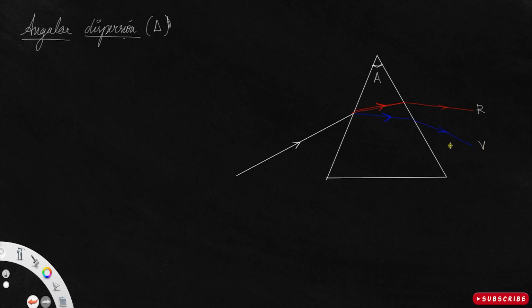Clearly violet deviates more than red because red has a greater wavelength. So when wavelength is greater, deviation will be less. Okay, so red has higher wavelength, so it deviates less. Clear? So these are the two extreme colors or extreme wavelengths for sunlight. So angular dispersion delta basically means the deviation for violet light minus the deviation for red light. Okay, so this is called the angular dispersion.